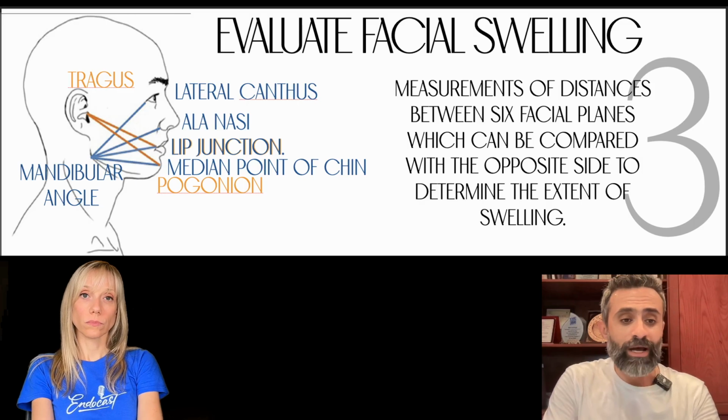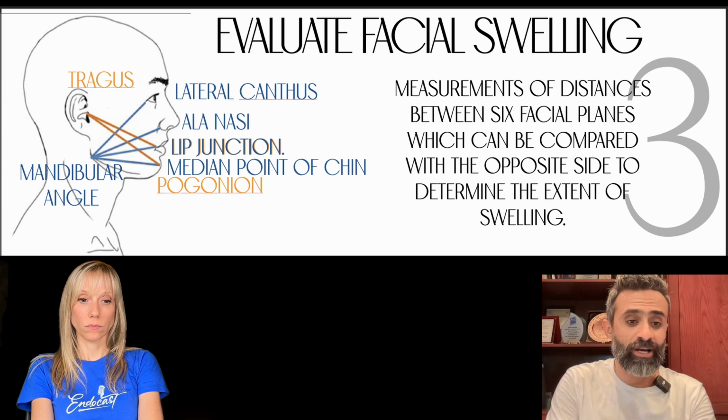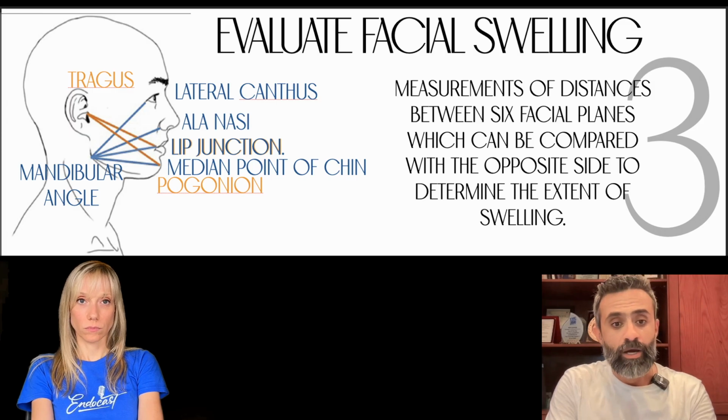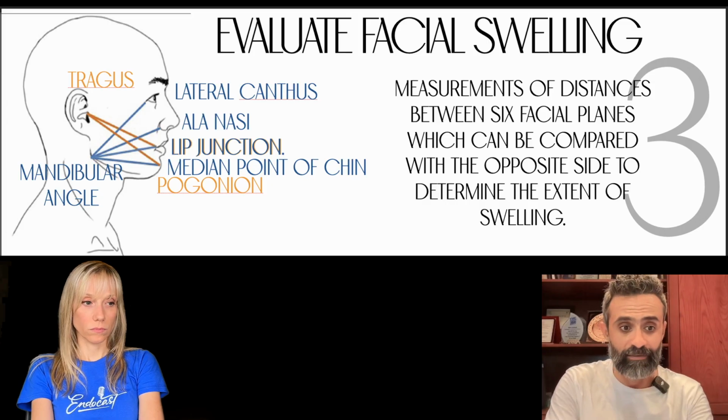So we have to assess facial swelling systematically using bilateral facial landmarks, measuring the distances between six facial planes from the tragus and mandibular angle, which can be compared with the opposite side to determine the extent of the swelling. This will also help in the follow-up of the patient after management of the accident.